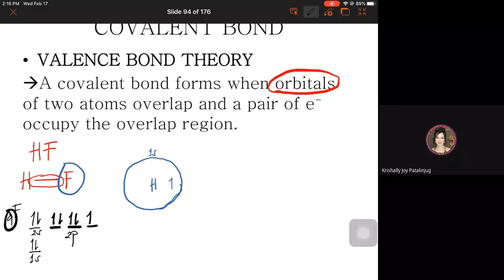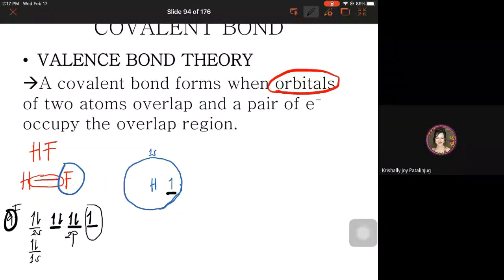Now, as you observed, on its 2p, one of the 2p orbitals of fluorine is half filled, meaning meron siyang isang unpaired electron. And nagkataon si hydrogen meron din siyang isang unpaired electron. Therefore, most probably, pwede silang mag-share ng electrons para ma-attain nila yung stability.